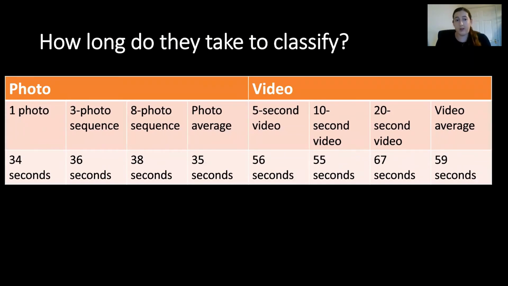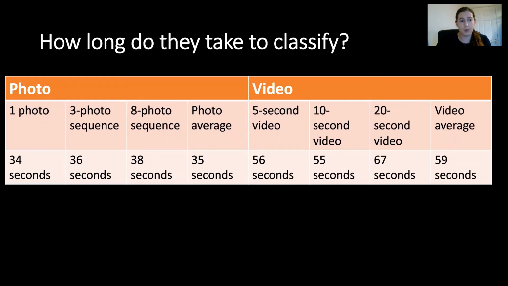So one of the reasons people might be supplying this additional information is because they're taking longer to classify the videos, or it could be the other way around, that people are taking longer to classify videos because they're trying to supply this extra information.